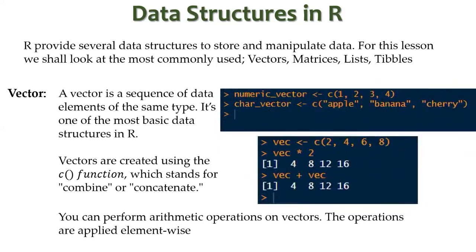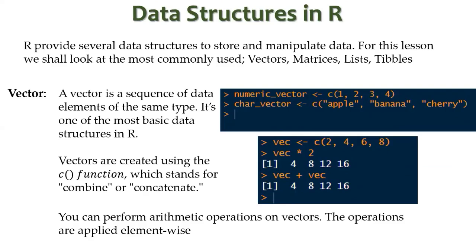Here's an example. Here I create a numeric vector and then a character vector. In the numeric vector, I have 1, 2, 3, 4. And in the character vector, I have apple, banana, cherry. You see that in front of all of them there is a c. The c is telling R that we are creating a vector. Whenever R sees a comma, it means we are adding more values inside the brackets.